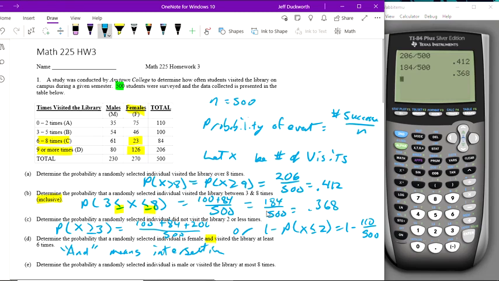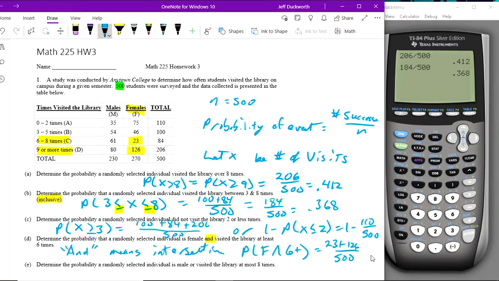So how we could do notation, probability that we have a female and the value of x is 6 plus. And if you want to do x is greater than or equal to 6, as well, that works. I'm just going to use this as far as notation. So we know it's going to be 23 plus 126 all over the 500, whatever that equals.